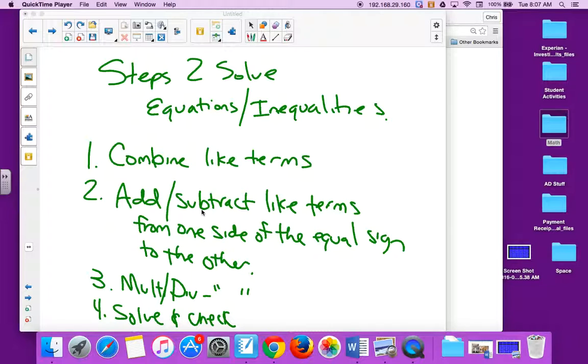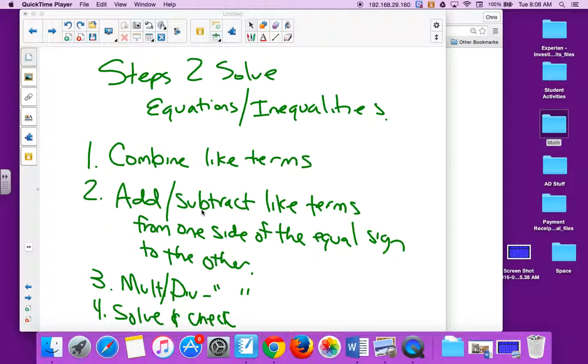Just if there's a 2 on one side and a 5 on the other side of the equal sign, you can bring that 2 over, or you can bring that 5 over by doing its inverse, which is the opposite. So if you see a plus 2, you get rid of it by subtracting 2, and whatever you do to one side, you've got to do to the other. Then do the same thing with multiplication and division.